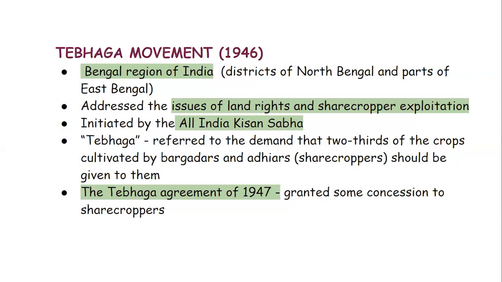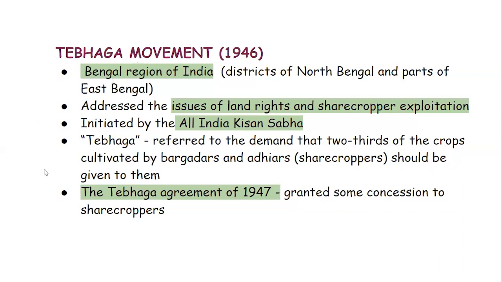Tebhaga means 2/3 of the crops, and it was the demand of the people who participated in this movement. They demanded that 2/3 of the crops cultivated by Bargadars and Adiyars or sharecroppers should be given to them. So that was the demand of this movement.